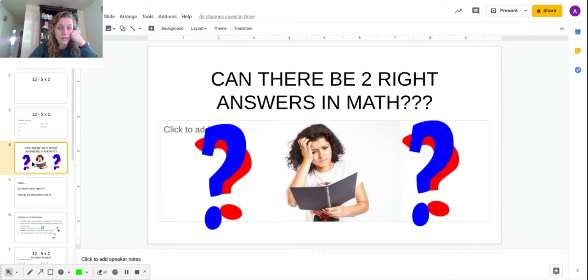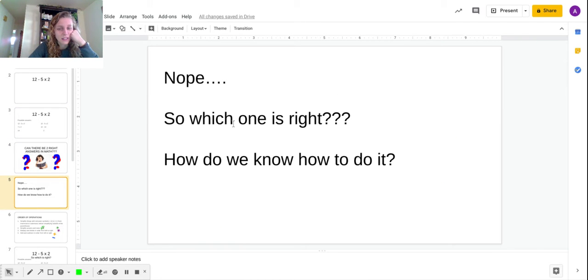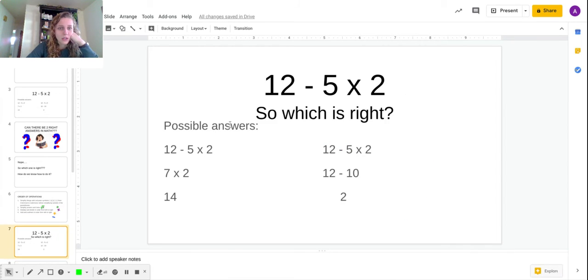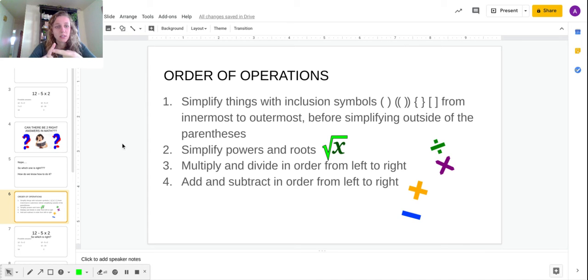Can there be two different right answers in math? No. So which one is right? And how do we know how to do our math problems? How do we get them right? So we need to pay attention to the order of operations. This is basically an order in which we do math equations so we all get the right answer and the same answer. So it's consistent.